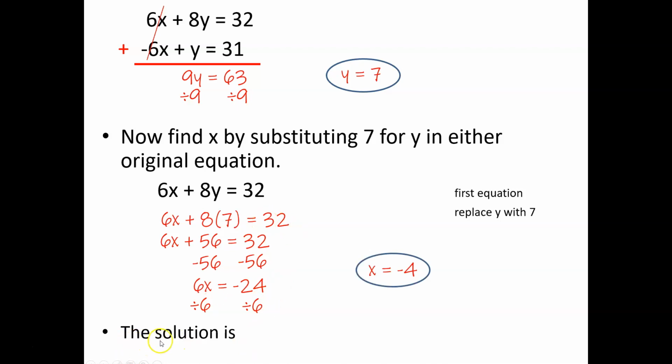Now, what we need to do here is write an ordered pair, because anytime you're solving a system of equations, you need an ordered pair. So the solution is negative 4, 7. And remember, that goes in alphabetical order, x, then y.